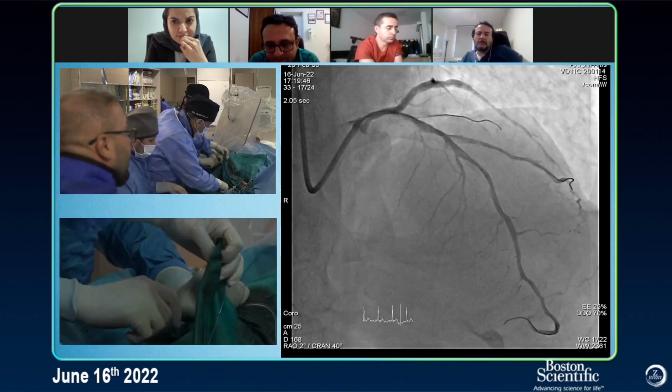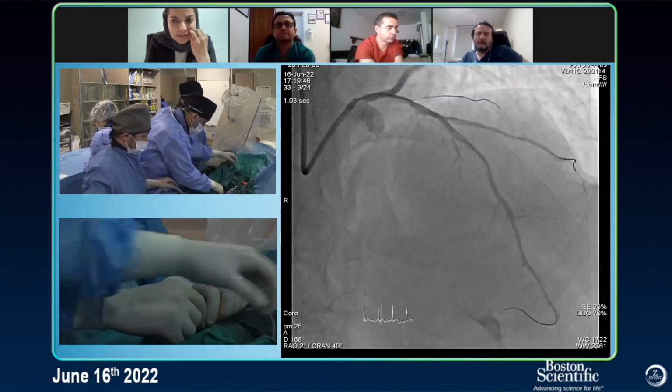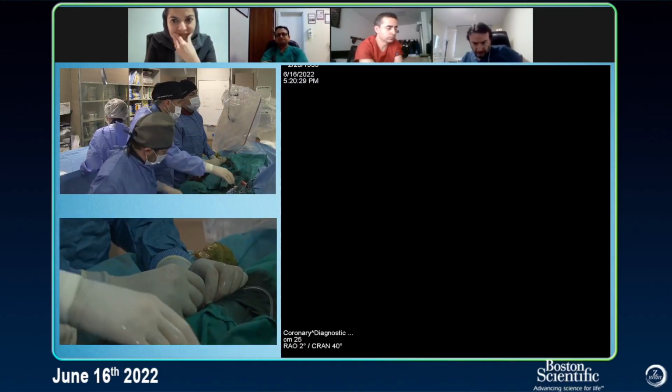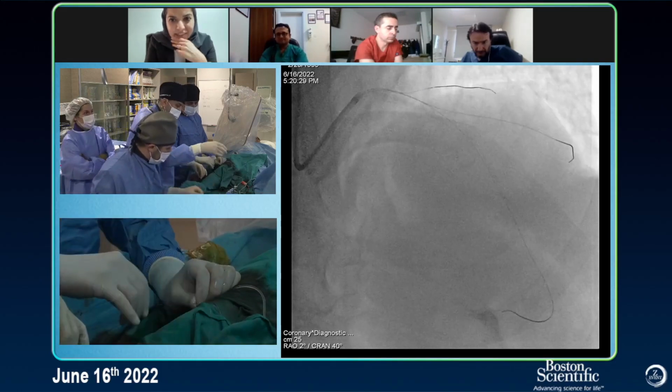Here. All right. This is the diagonal, right? Yes, this is the fluoro. Okay, this is the diagonal. Send it, please. Yes.